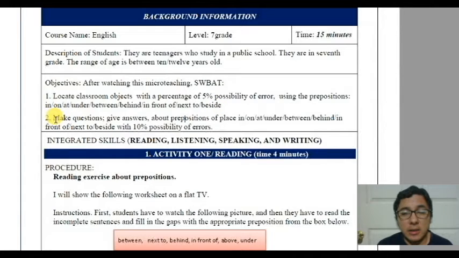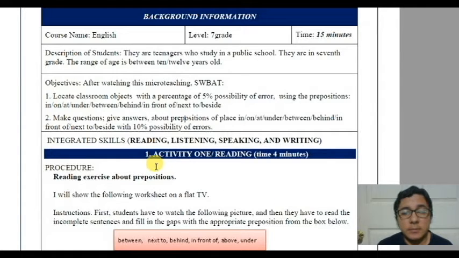Okay, now objective number 2. Make questions and give answers about prepositions of place: in, on, at, under, between, behind, in front of, next to, beside, with 10% possibility of errors. Integrated skills. These are the skills that are presented in this lesson plan: reading, listening, speaking, and writing.